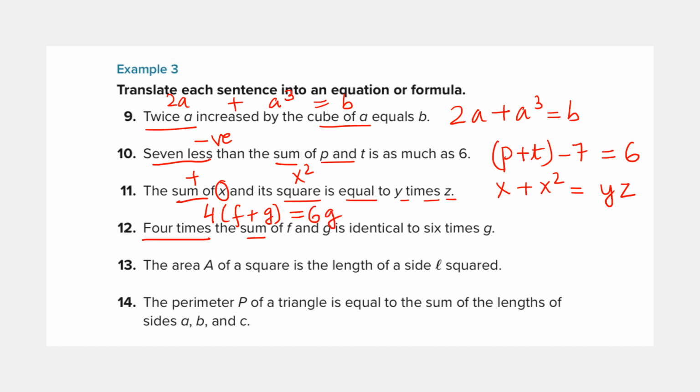Okay, the area of the square is the length of side L squared. This is very easy. So area of this is L squared. Perimeter of a triangle is equal to the sum of the lengths of the sides. So perimeter capital P is the sum of lengths. So add A, B, C, all three lengths to get the sum of the lengths of the sides. This is how you translate the sentence into an equation or formula.